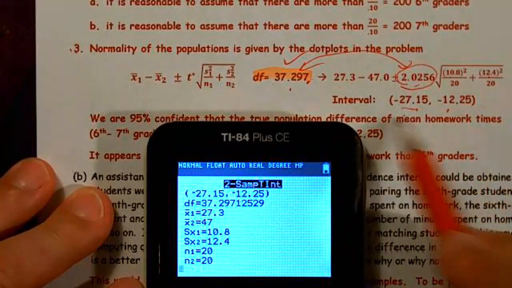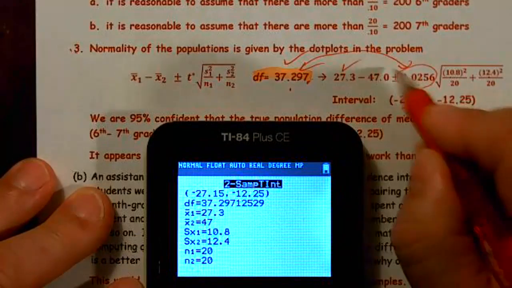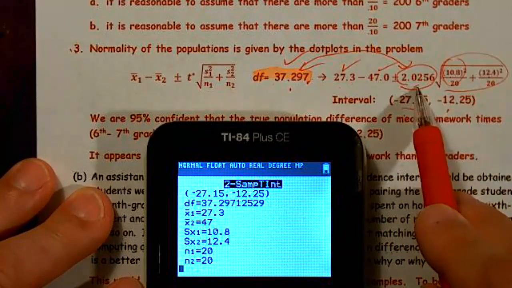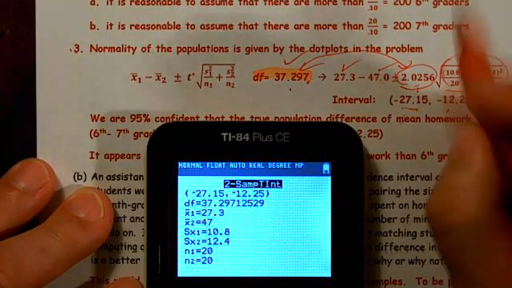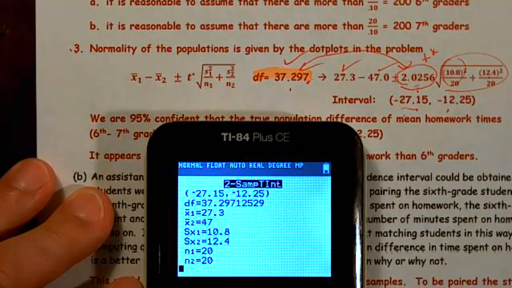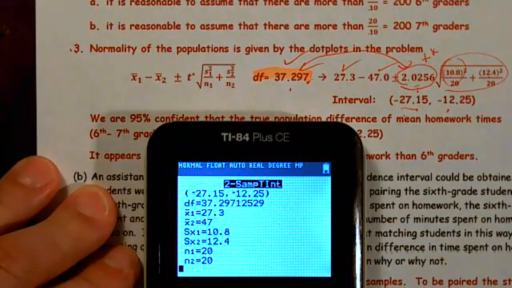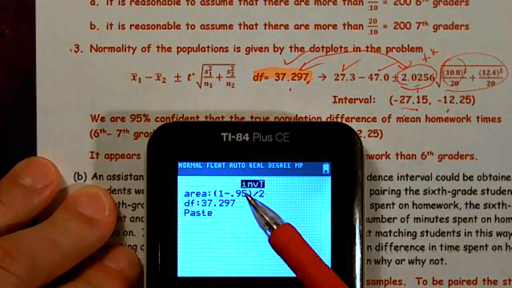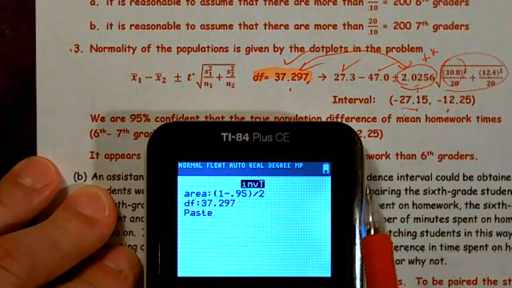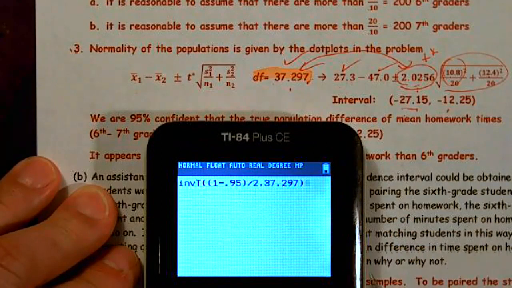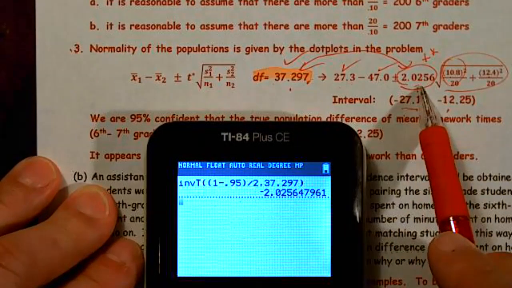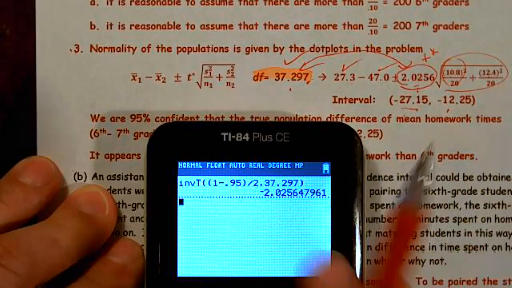So I've written all the information I have down, and right now I have all these values, but I'm still missing my T star value. So I need to go calculate my T star, and that's what I need the degrees of freedom for. So second vars, inverse T, 1 minus 0.95 divided by 2. This is my degrees of freedom. And I end up getting a value of 2.0256. So this is my T star value. So that's where that came from.